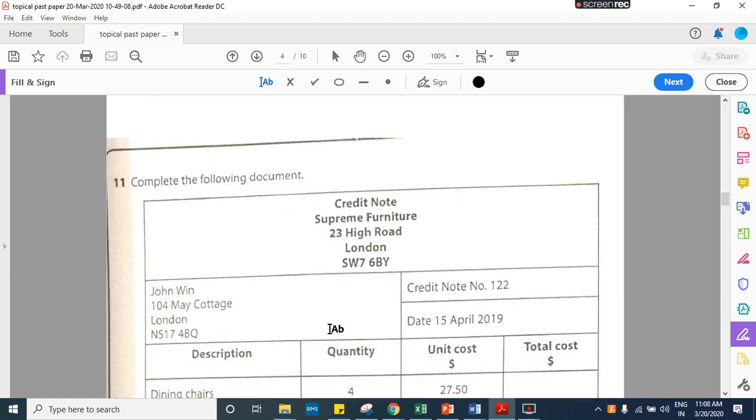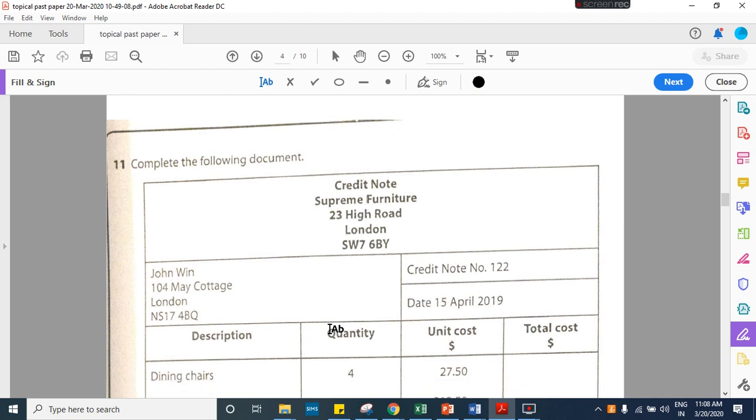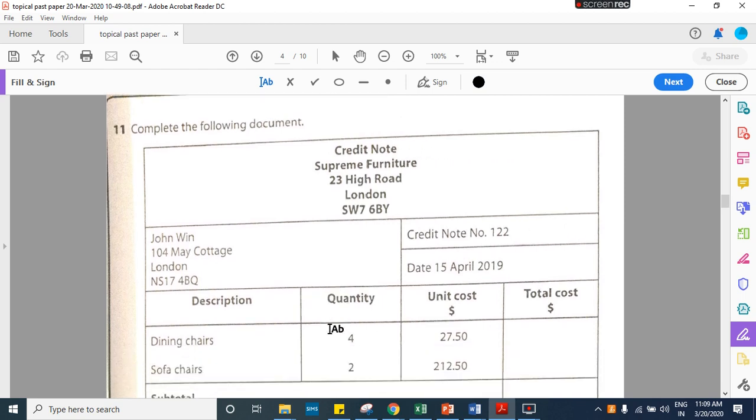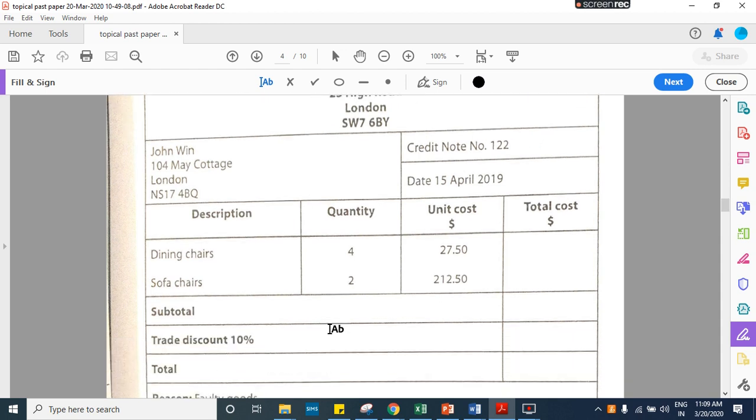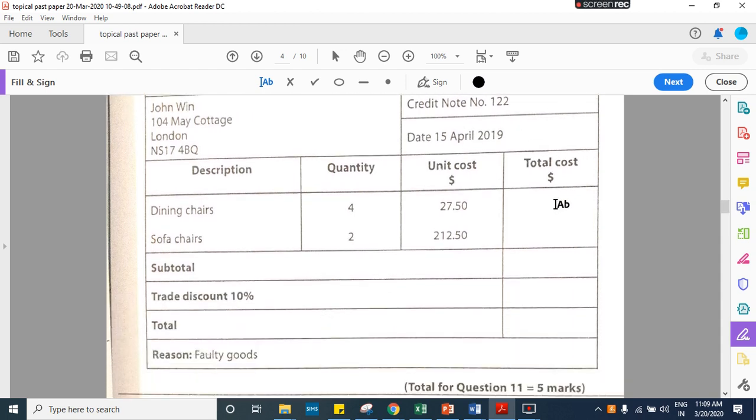This is the next question on page number 19. May 2019, paper 1. You can see a similar question, a credit note. But here there are two items. So what do you do? Take 2 minutes to think how to solve this question.